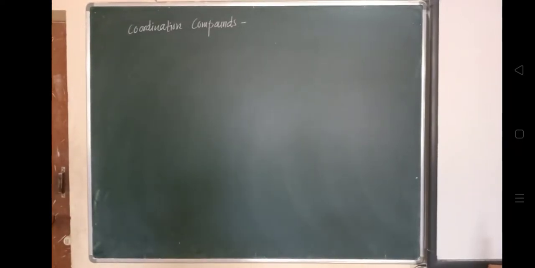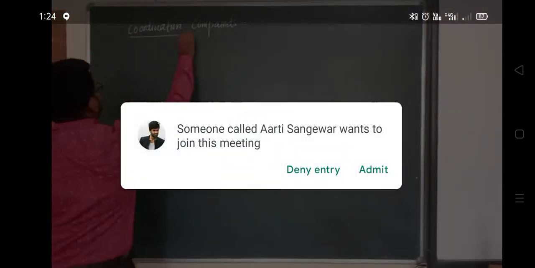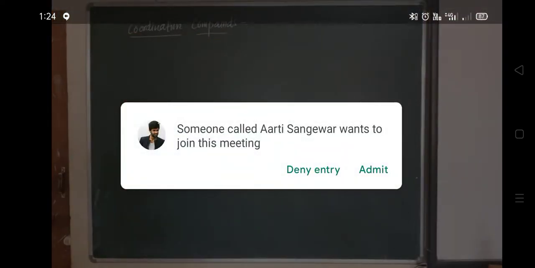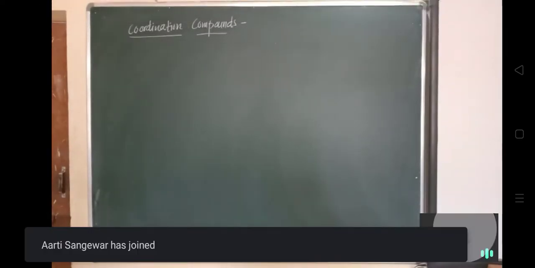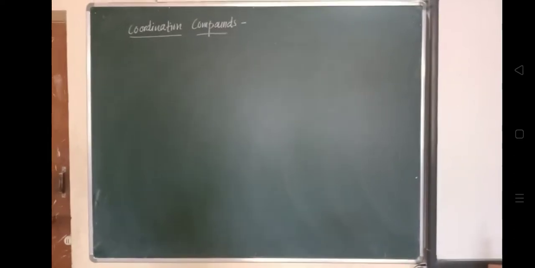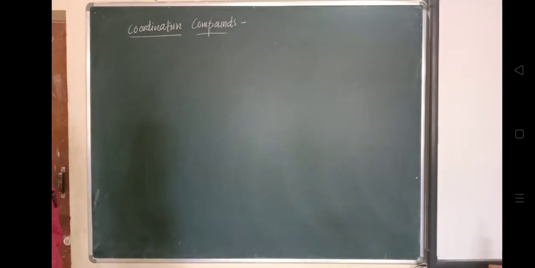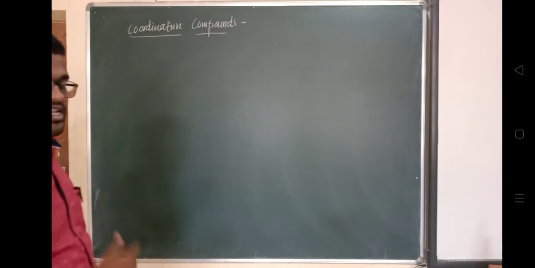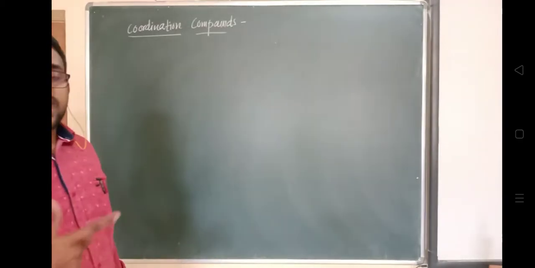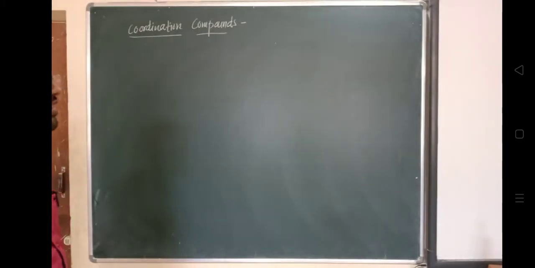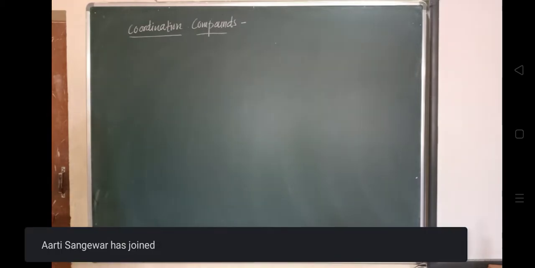So we have already started our chapter, coordination compounds, yesterday. We also saw what is meant by a coordination compound. In a coordination compound, a central atom is surrounded by different ligands. What is a ligand? Ligands are atoms or molecules which are attached to a central metal ion, and this complete entity is called a coordination compound.